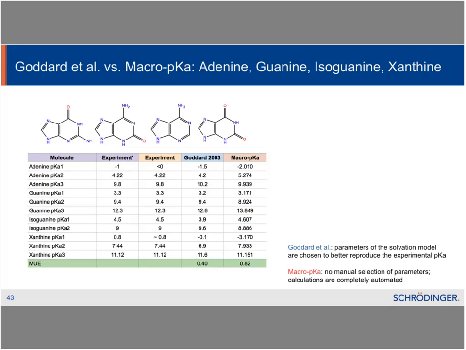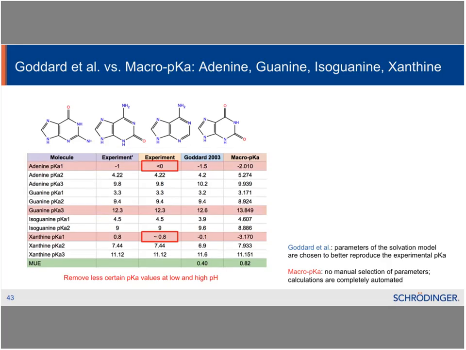So in this case, we again get a worse agreement with experiment than Goddard. Again, below 1 pKa unit, this is still a pretty good result. But notice that there are some very low and very high pHs here. And in the experiment, even the experimentalists couldn't measure these pKa's exactly. So they said it's just less than 0 or about 0.8. And from what I understand, these pKa's are hard to measure at very high pH and at very low pH.